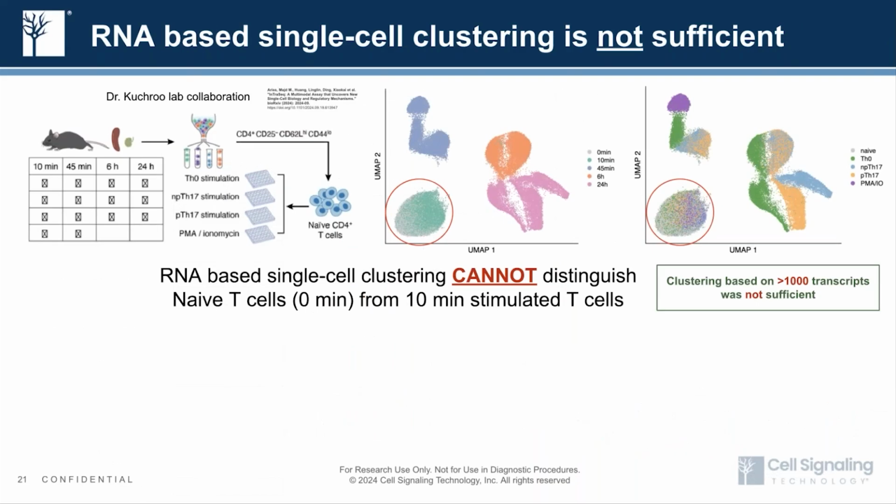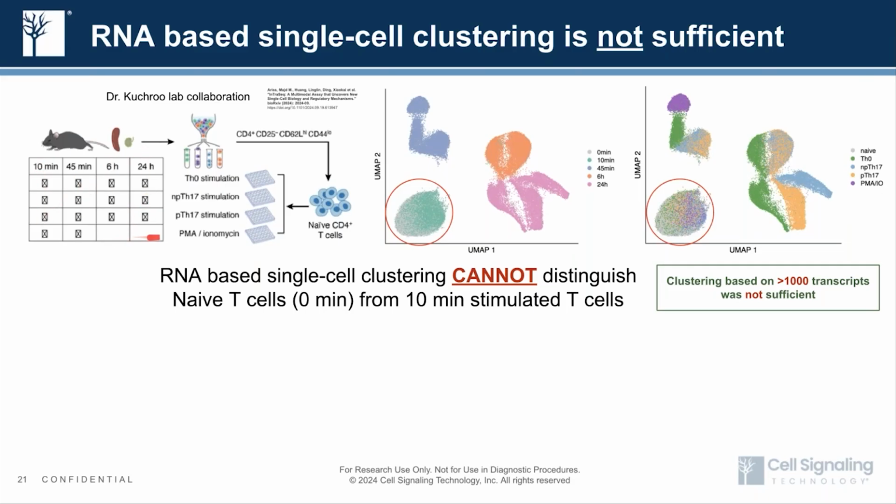So as a quick summary of the experiment, we isolated different lymph nodes from the mice and then sorted naive T cells using CD4, CD25, CD62, and CD44. And then once we isolated these naive CD4 T cells, we polarized them to become Th0, non-pathogenic Th17, pathogenic Th17, and we also have a positive control with PMA and ionomycin, which is a very strong stimulant that will induce signaling in your cells. And we did that at different time points, 10 minutes, 45, 6 minutes, and 24 hours.